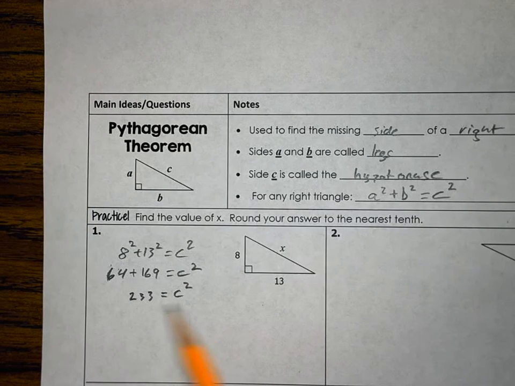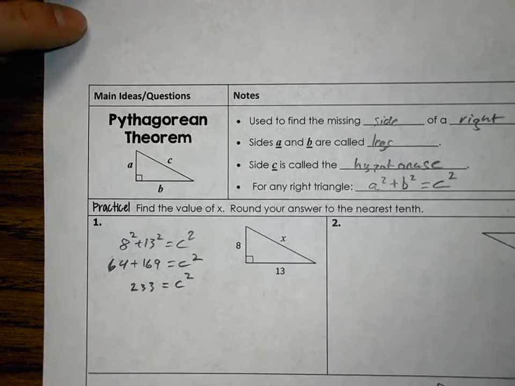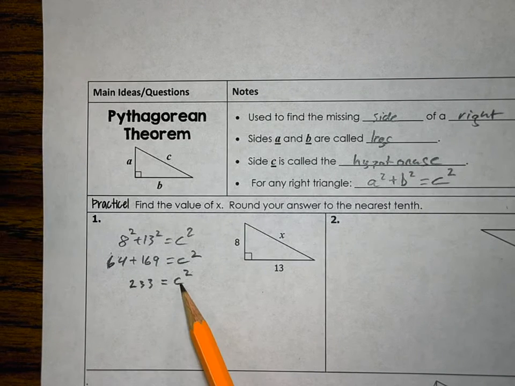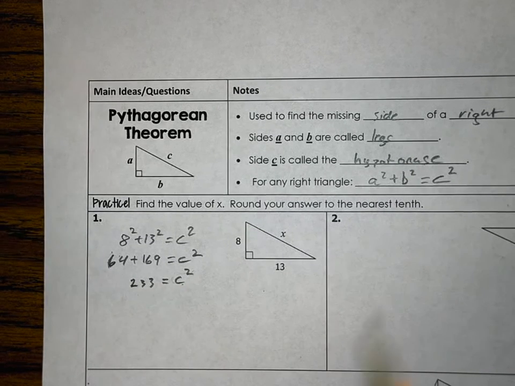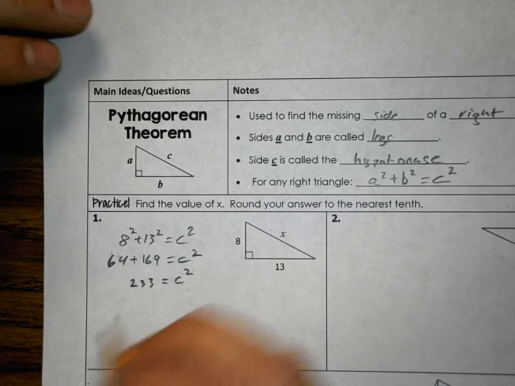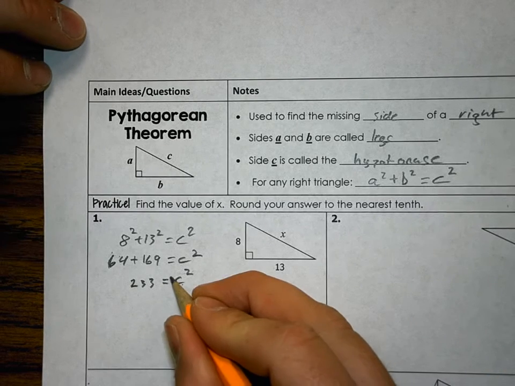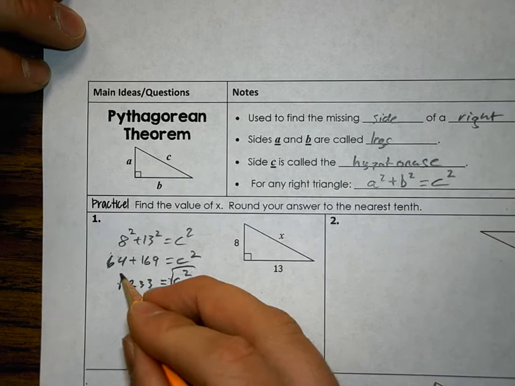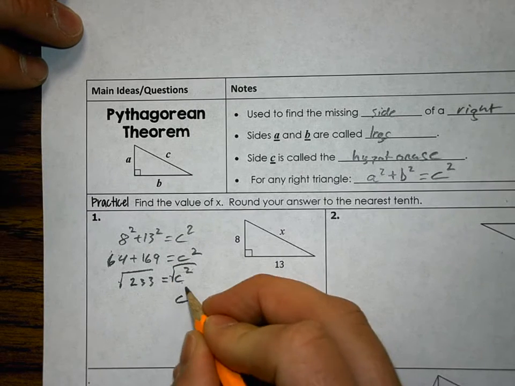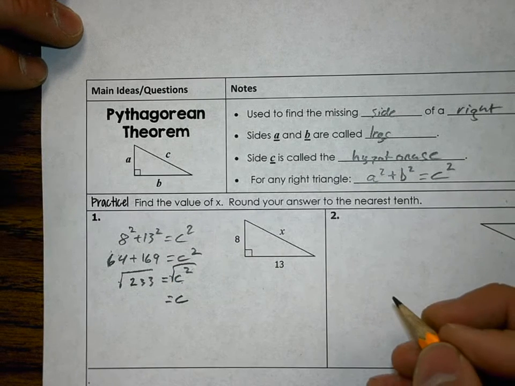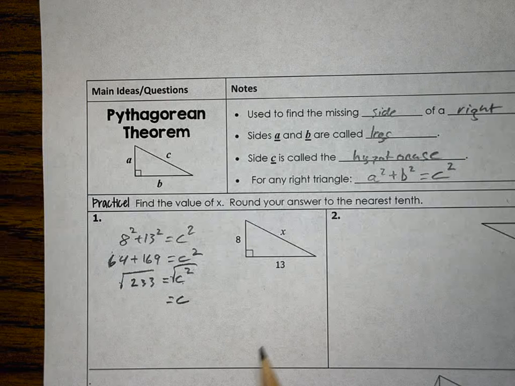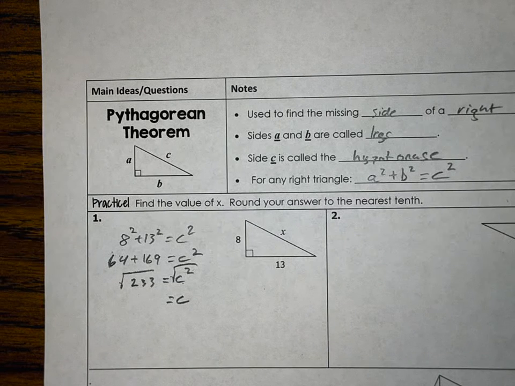Now, the reason you take the square root of both sides is because to get c by itself, something squared, you would take the square root of it. That would get c all by itself. So we're going to take the square root of c squared and the square root of 233. Square root of c squared is c. And now we need to find the square root of 233. So you can use your calculator.